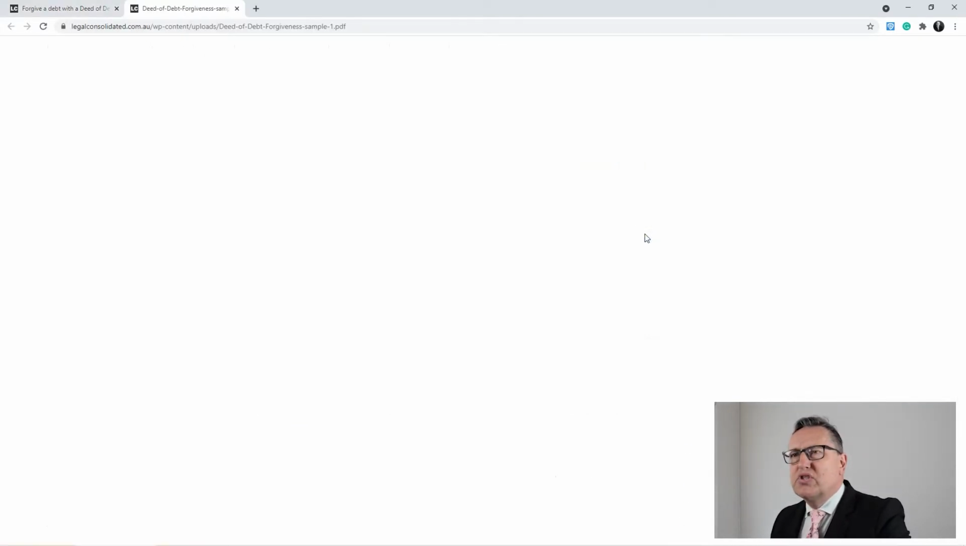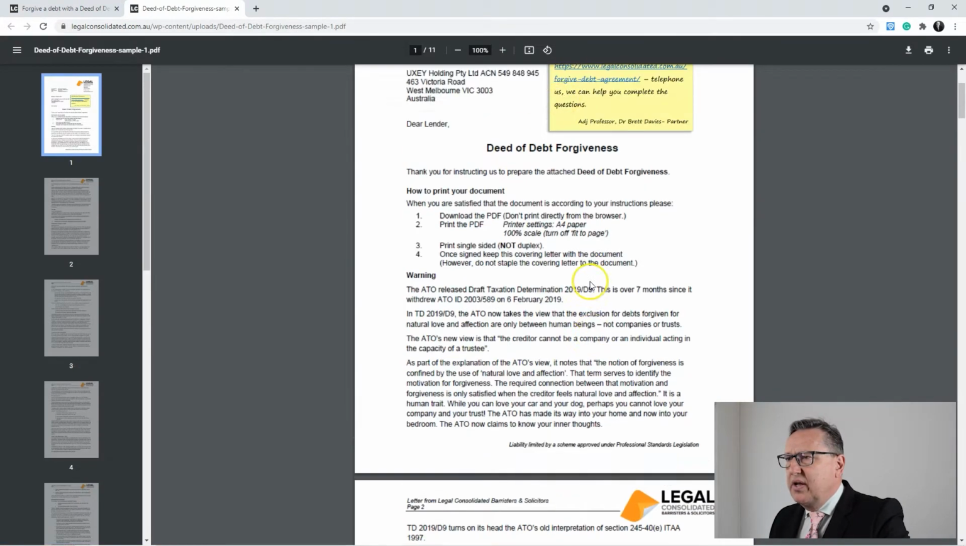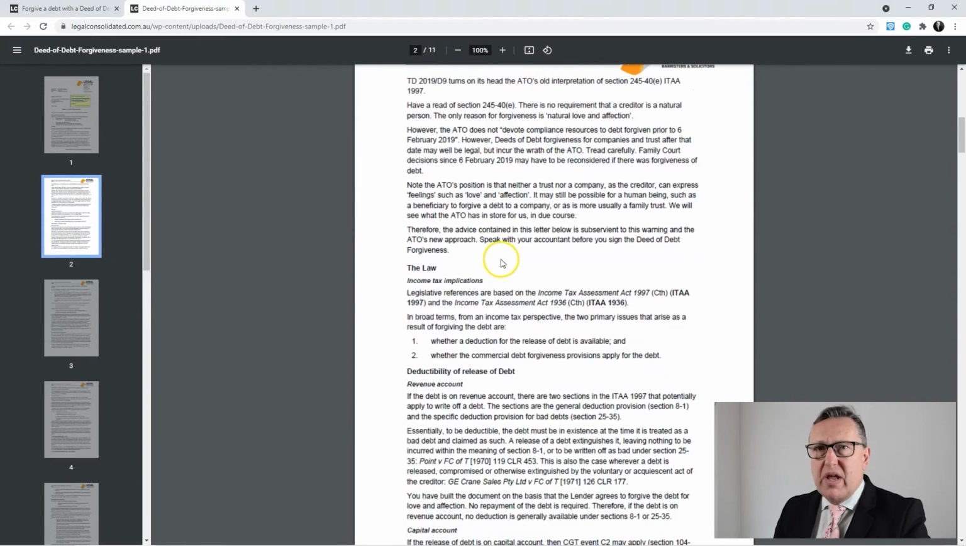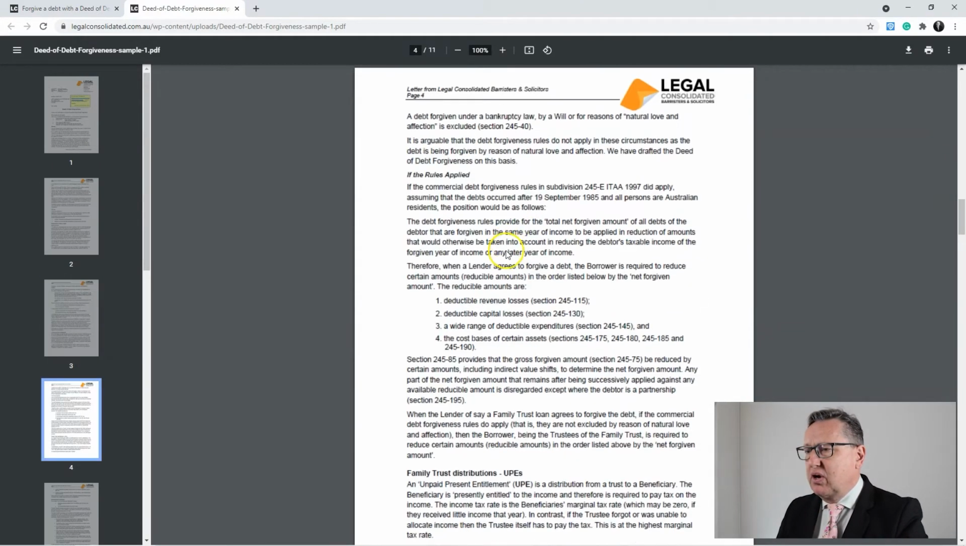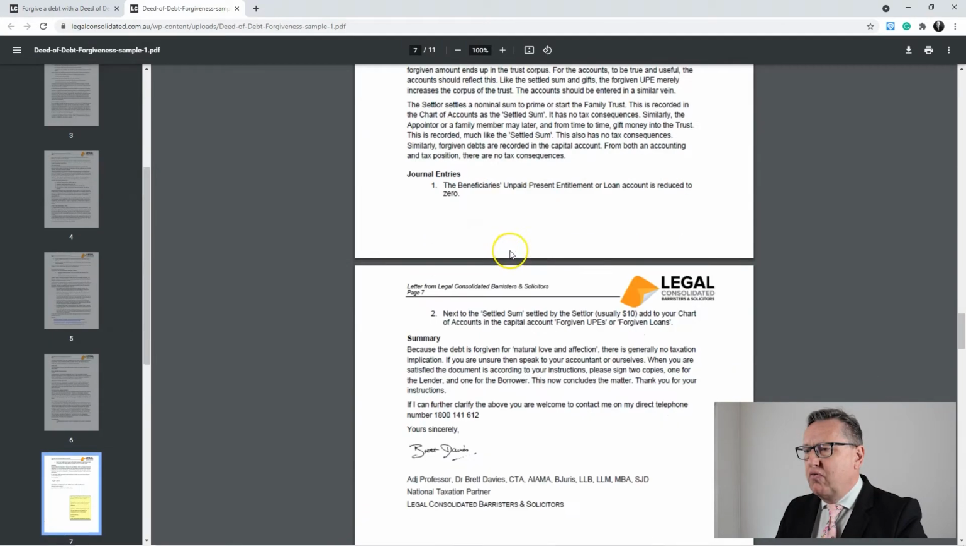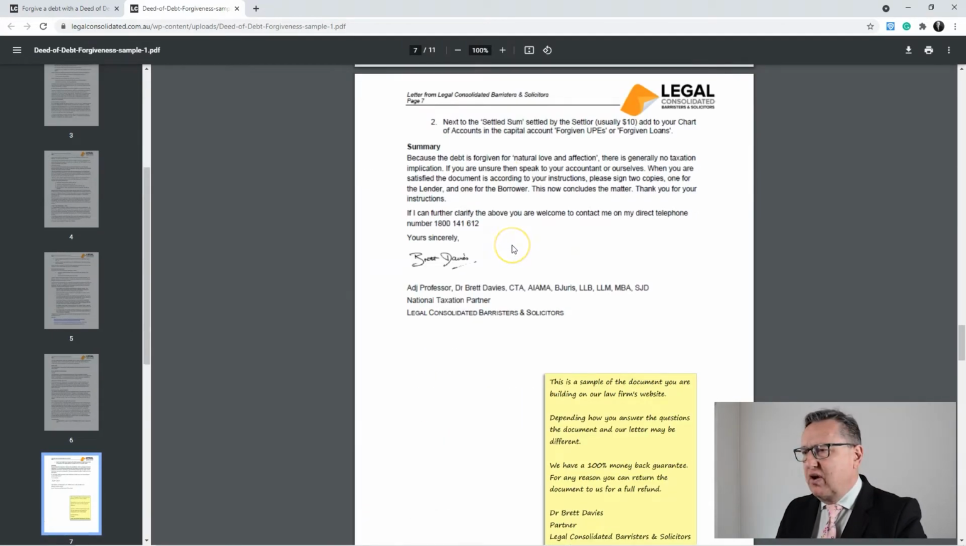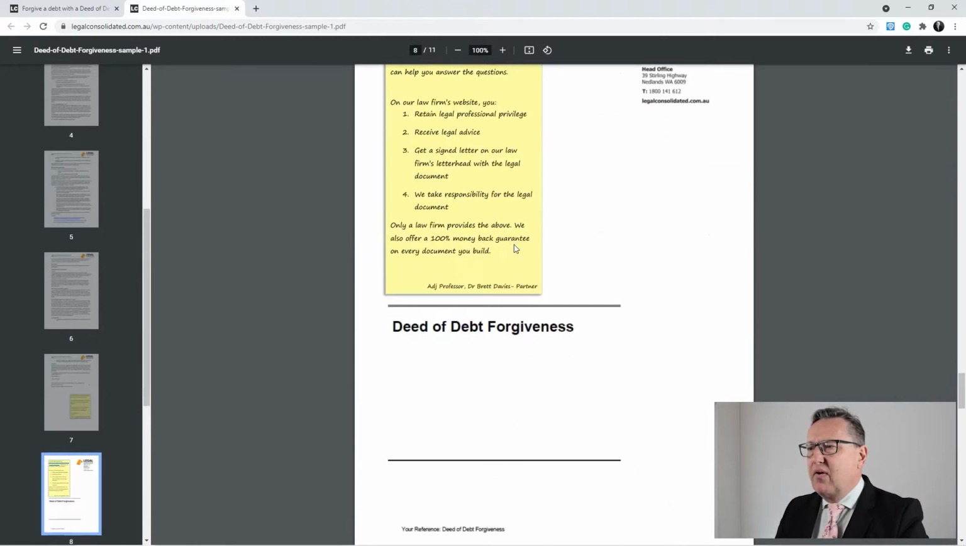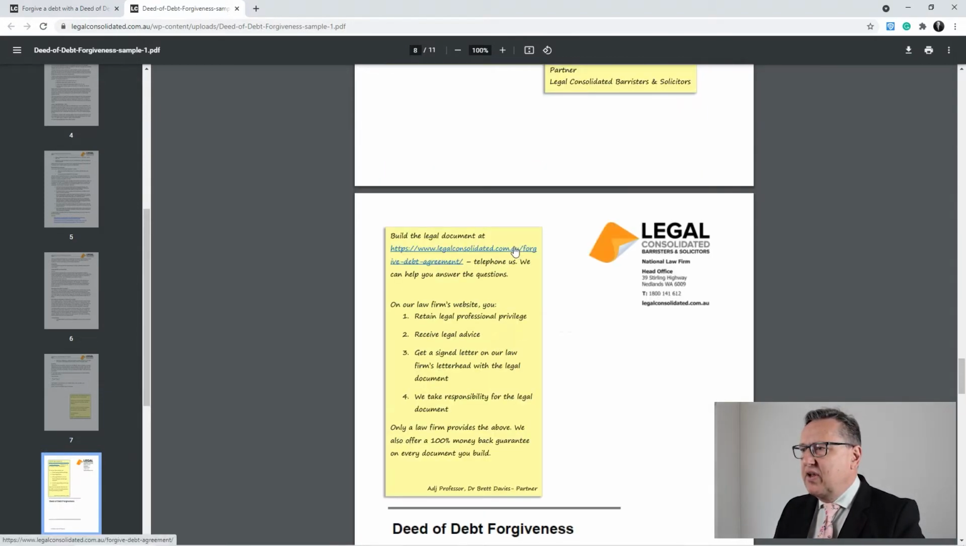You can see a full sample of all our documents. All our documents come with a covering letter confirming that we, Legal Consolidated, an Australian law firm, have actually prepared the document for you or for your client if you're an accountant, financial advisor or lawyer. Be very careful dealing with websites that are actually not a law firm, but are reselling a template provided by a law firm. The law firms are not responsible for those documents. You should deal directly with a law firm's website. And there's the deed of debt forgiveness.